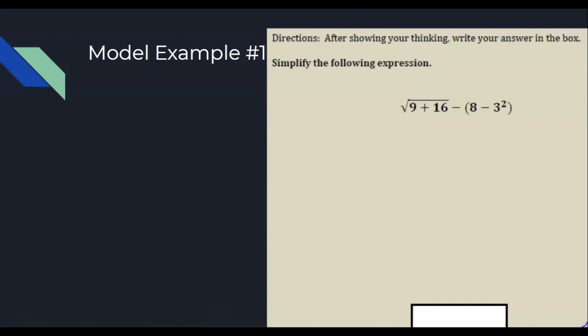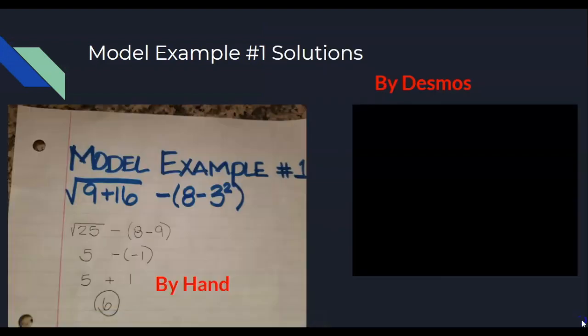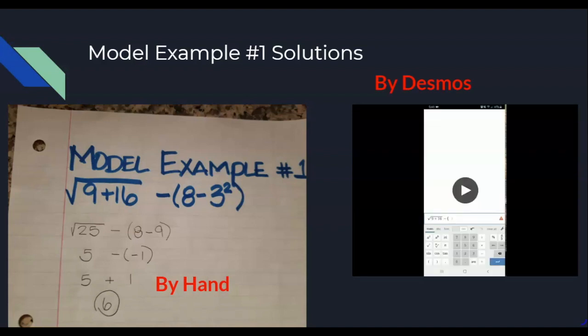Please take some time to copy model example number 1. Please take some time to look at the solution. Notice with the square root, we have simplified that expression under the square root. 9 plus 16 gives us 25, and then we find the square root of 25, which is 5. We then simplify what is in the parentheses.